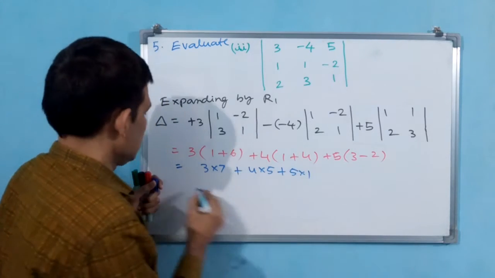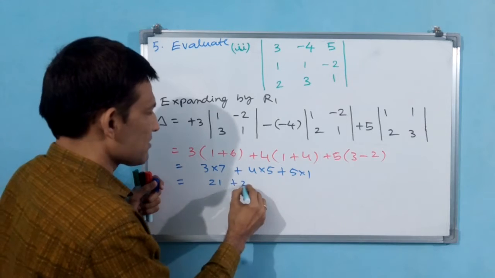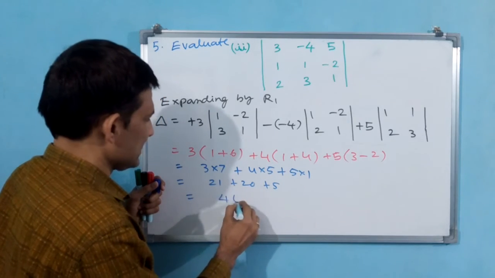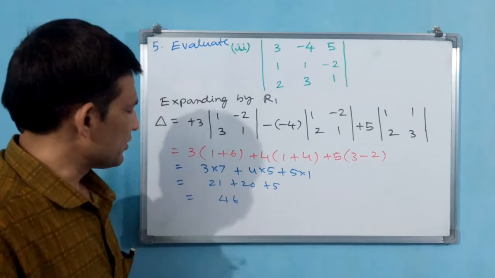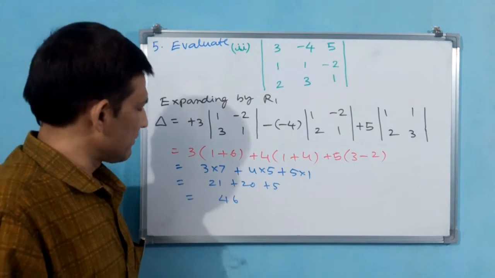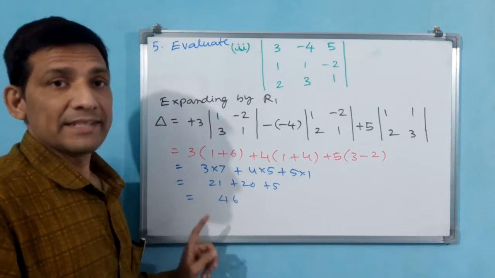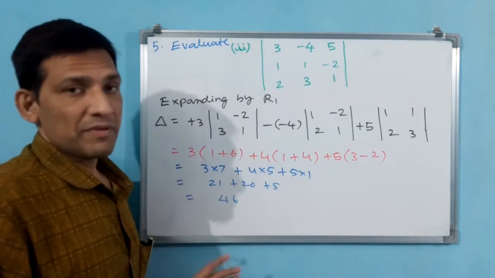plus 5 into 1. That is equal to 21 plus 20 plus 5. That is equal to 41 plus 5, 46. Okay. 20 plus 21, 41 plus 5, 46. Now this is the answer, 46, for second part of the fifth question.